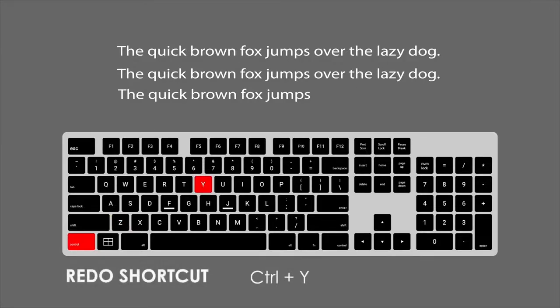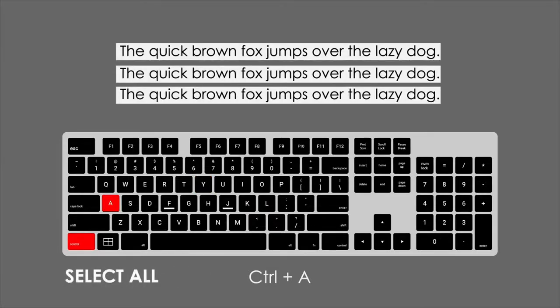The Redo shortcut will reverse your last undo action, and all you need to do is just press Control Y. If you want to highlight the entire document, place the cursor anywhere and press Control A, which means select all. Just remember that the words or text that you want to copy, paste, cut, or delete must first be highlighted for the function to take effect.